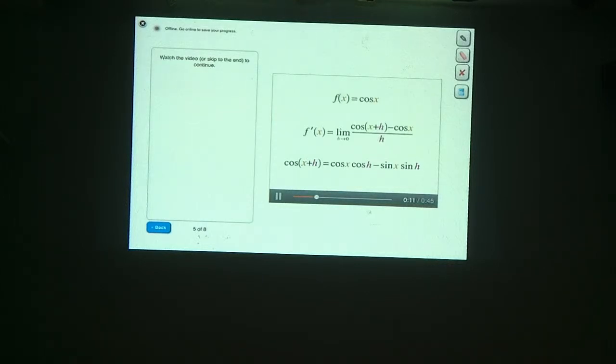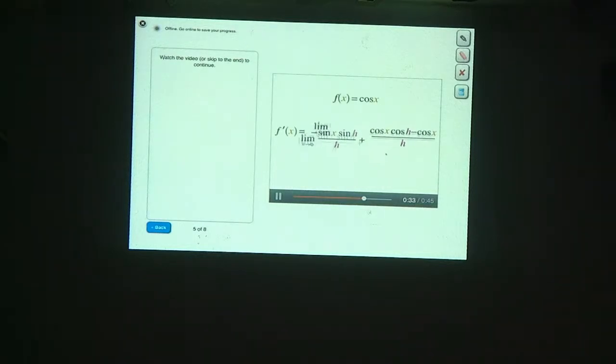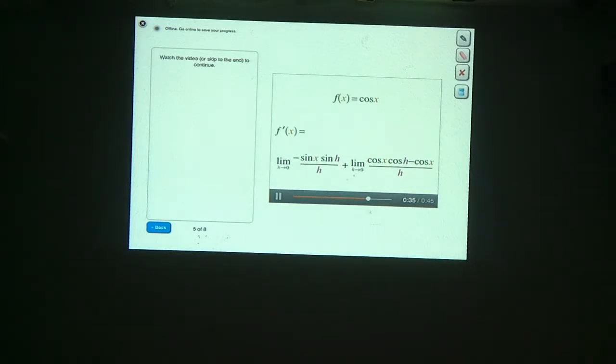Let's plug this expression back into the limit here. Now we'll just move the minus sine x sine h term to the front, but we're not changing the value of this expression. And since all these terms in the numerator are being divided by h, we can break this expression up into the sum of two different fractions. And now we have the limit of the sum of two different terms here. So we can break this up into the sum of two different limits.